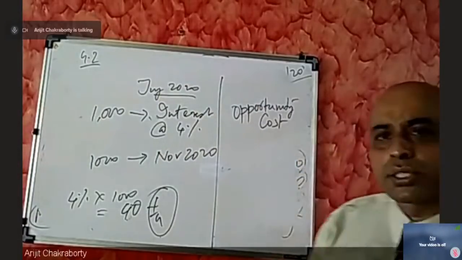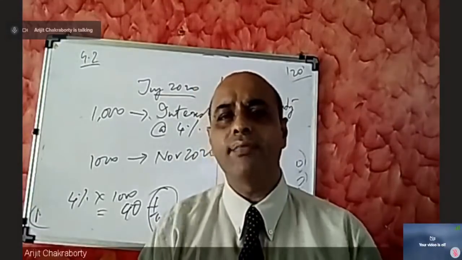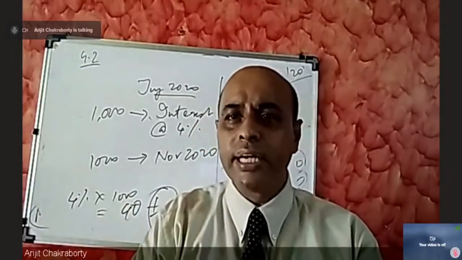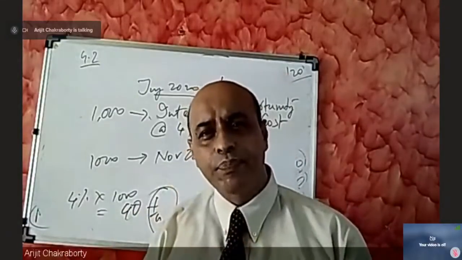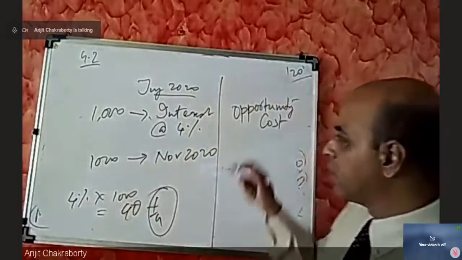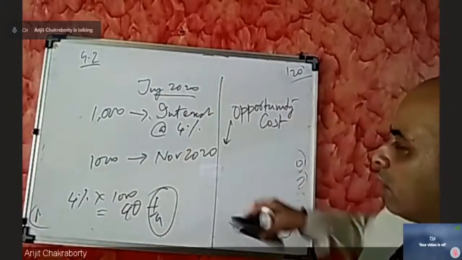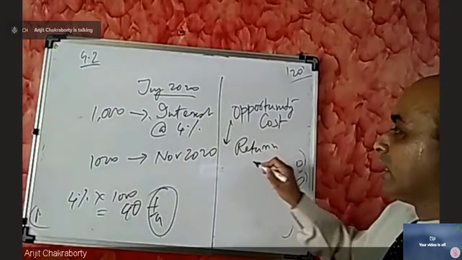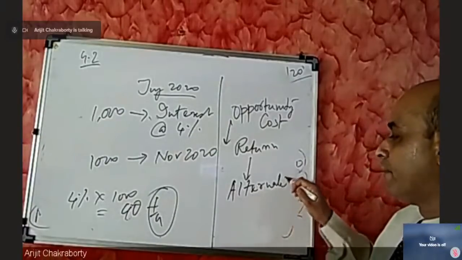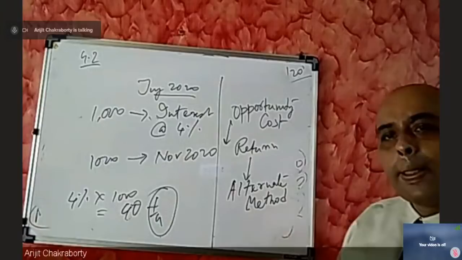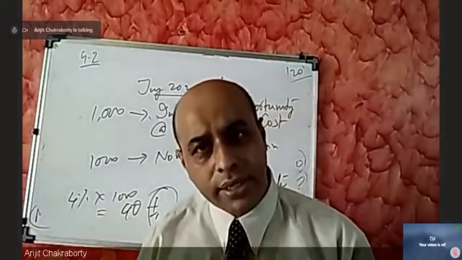What is opportunity cost? If they had not given me the loan, they could have given that money to somebody else. They could have invested the money somewhere else and earned some return. So opportunity cost means the return you will get if you invest the money in an alternate mode or method. Instead of giving me the loan, the bank could have given the money to somebody else and got some return.